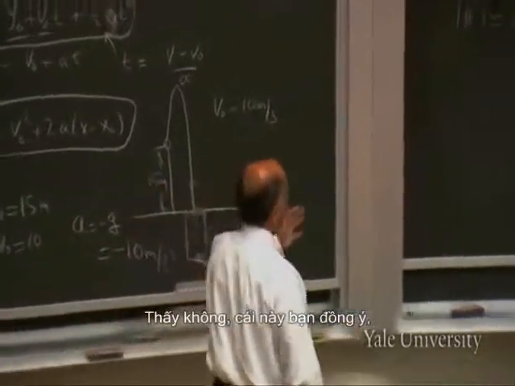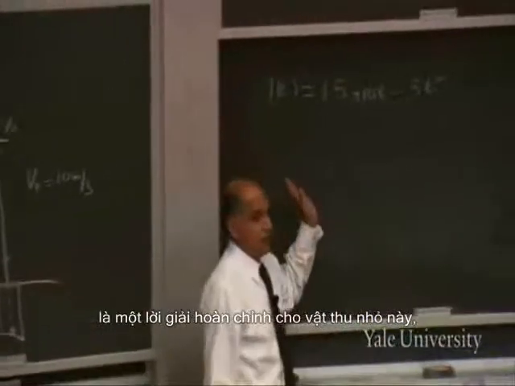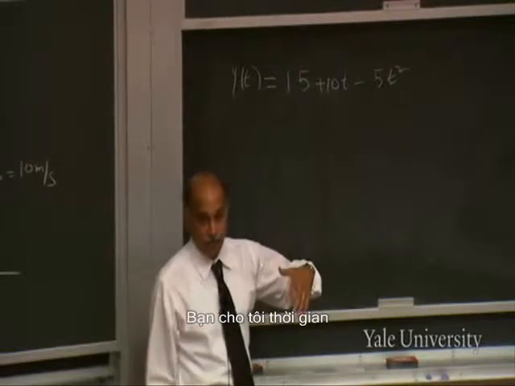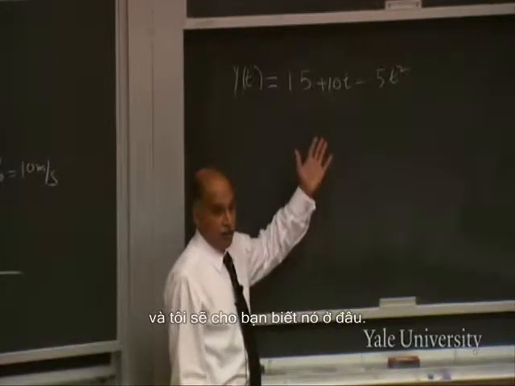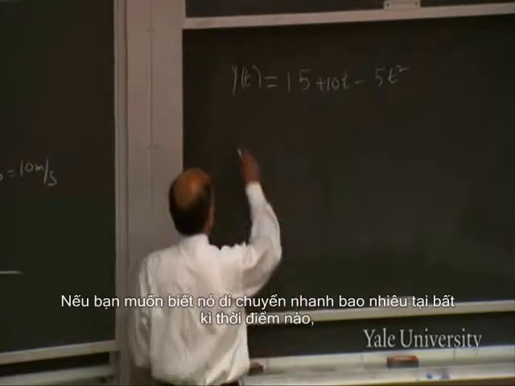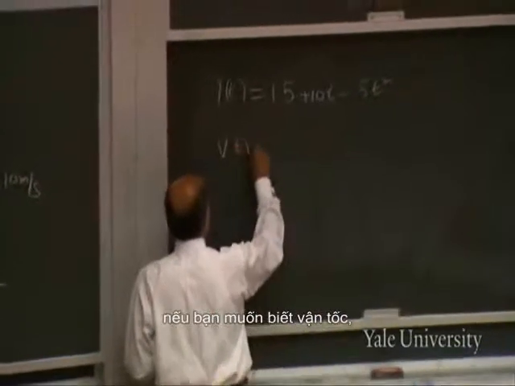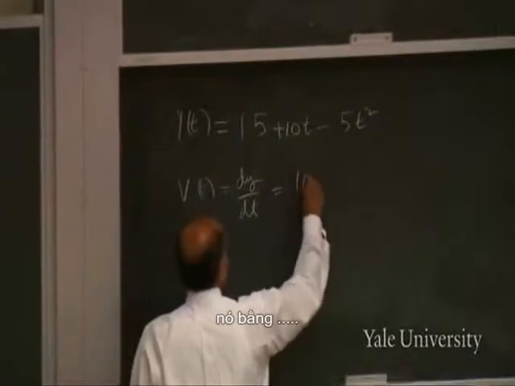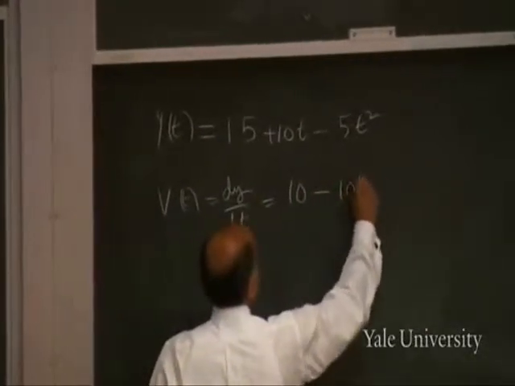All right, you agree this is a complete solution to this miniature, tiny Mickey Mouse problem. You give me the time, and I'll tell you where it is. If you want to know how fast it's moving at a given time, if you want to know the velocity, I just take the derivative of this answer, which is 10 minus 10t.